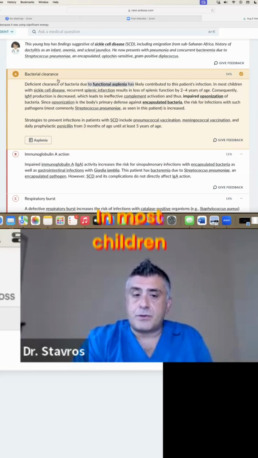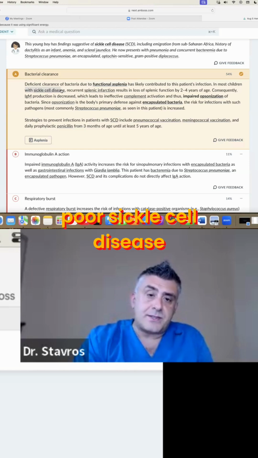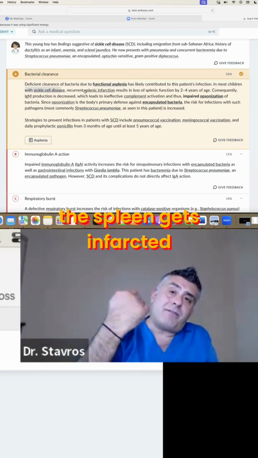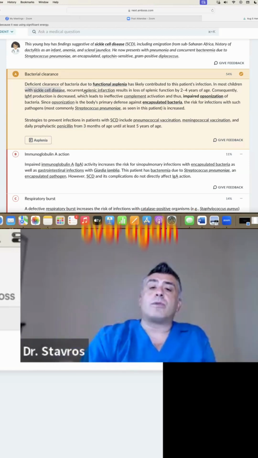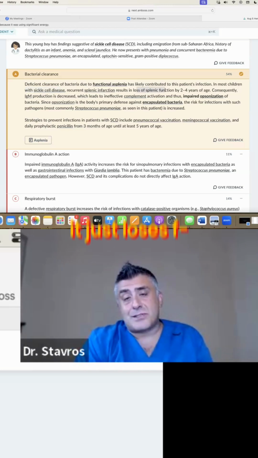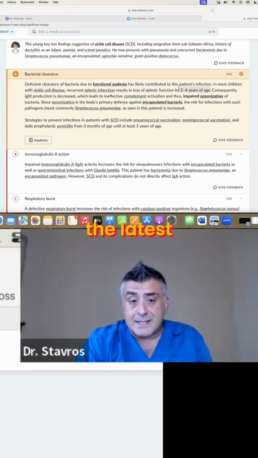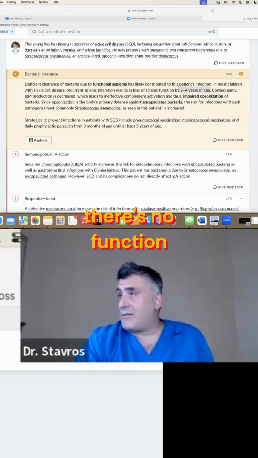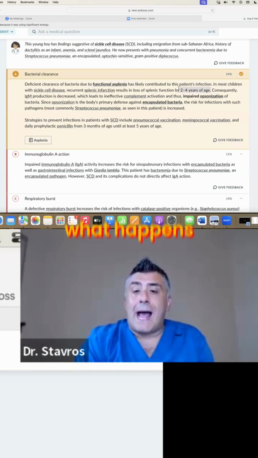All right, it says right here, in most children with sickle cell disease, the spleen gets infarcted over and over and over again, and eventually it loses function. It's still there, it just loses function. By 4 years old, at the latest, there's no function. If there's no function of the spleen, what happens?